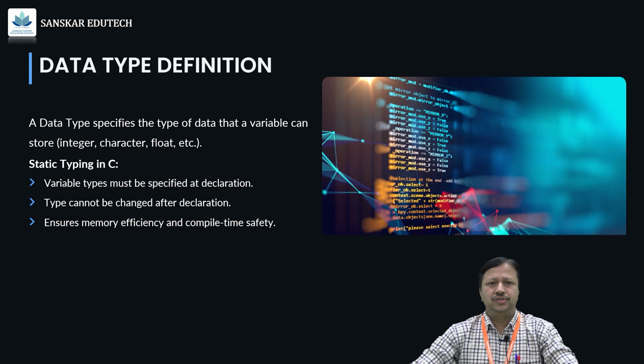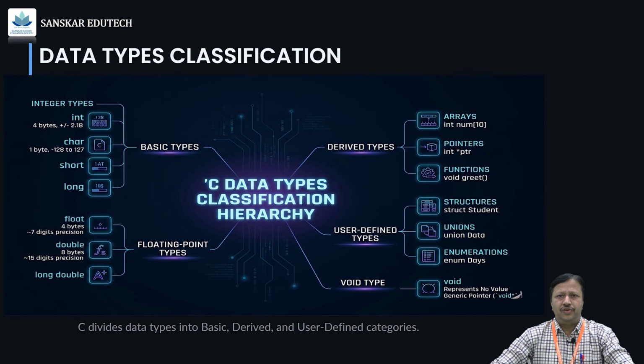Data type definition: each variable in C has an associated data type. It specifies the type of data that the variable can store, like integer, character, floating, double, etc. C is a statically typed language where each variable type must be specified at declaration. Once specified, it cannot be changed. The following diagram shows the various data types in the C programming language.